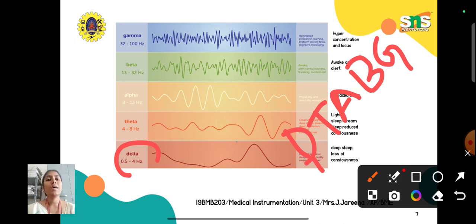In the next class we will see how the electrodes are placed. We know what EEG is, how it works, how we capture the electrical activity of the brain, and what the different types of brain activity are. Next we should know the connection between these two, so we will discuss that in the next class.